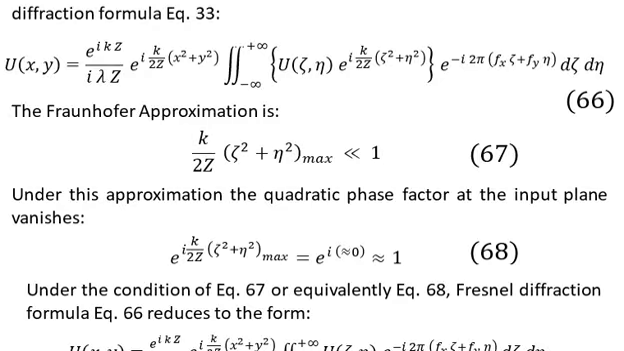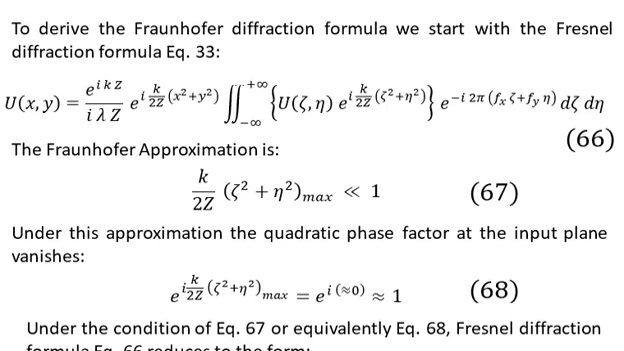Under this approximation, the quadratic phase factor at the input plane vanishes. You can see that there are two quadratic phase factors. One is with the input field, which is e to the power iota k over 2z into eta square plus zeta square, and outside the integral we have another quadratic phase factor associated with the output plane. This is e to the power iota k over 2z multiplied by x square plus y square. So only the phase factor which is within the integral, within the curly bracket, will be affected by this approximation given in equation number 67.